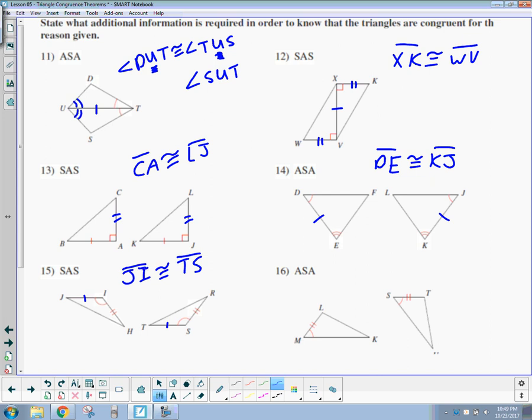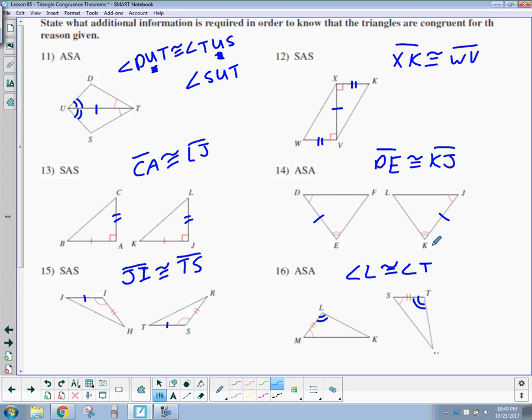16, angle, side, angle. The side is being sandwiched. So I'm going to put 2 tick marks here. Again, we're sandwiching the side. 2 tick marks here. We don't need to specify like we did for 11, so we can just write angle L needs to be congruent to angle T.